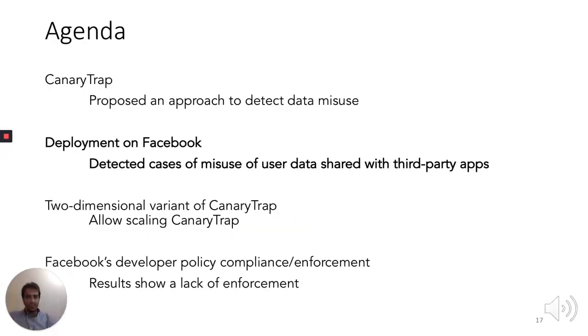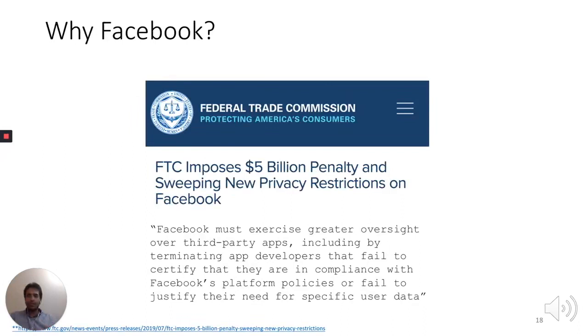Now we explain an implementation of CanaryTrap. We will next discuss our deployment on Facebook. So firstly, why do we deploy on Facebook? One of the reasons is that the FTC has imposed several restrictions on Facebook after several cases of data misuse. These restrictions include greater oversight of third-party apps as well. We believe that our deployment of CanaryTrap on Facebook could also help us build an idea of whether data misuse is still present on Facebook or not.